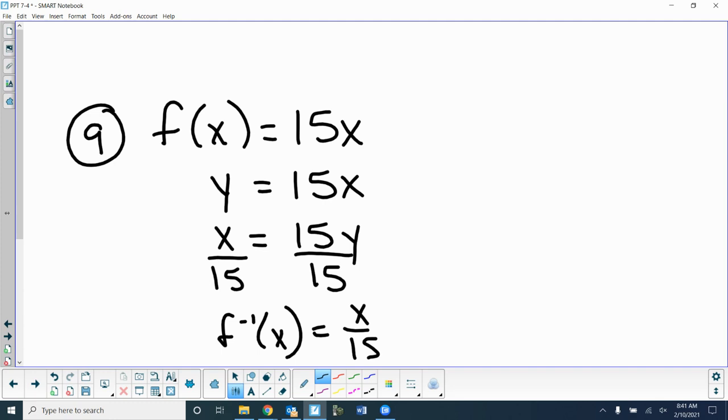15 was a graph, I think. It said graph the function. We're not going to worry about that, so we'll just skip it. You guys know how to graph a linear function with slope and y-intercept. So 18, it's 3 to the 5th equals 243.